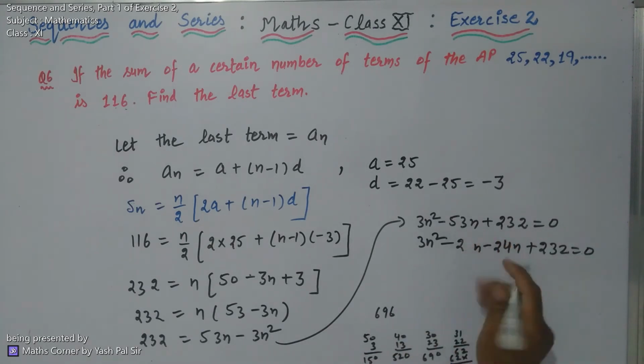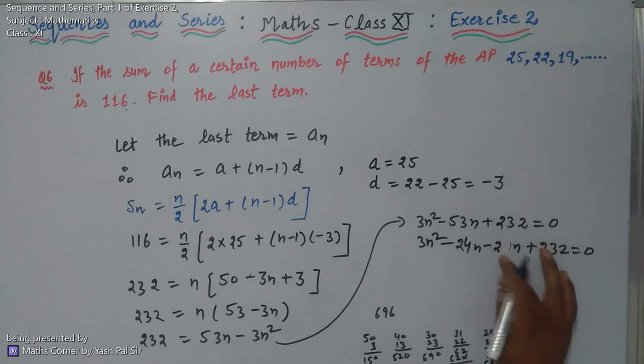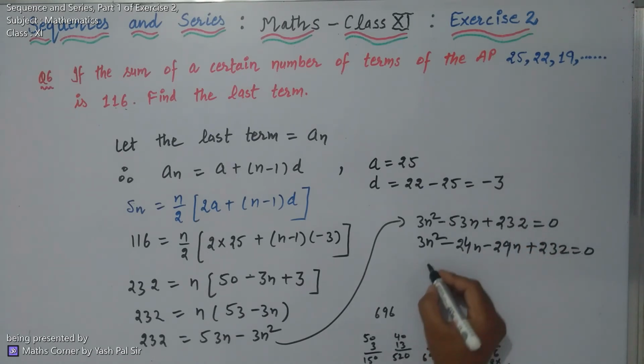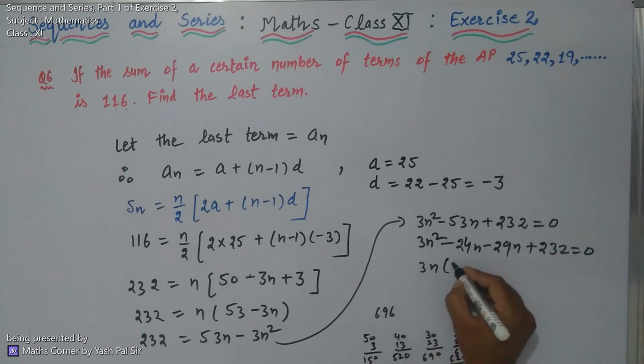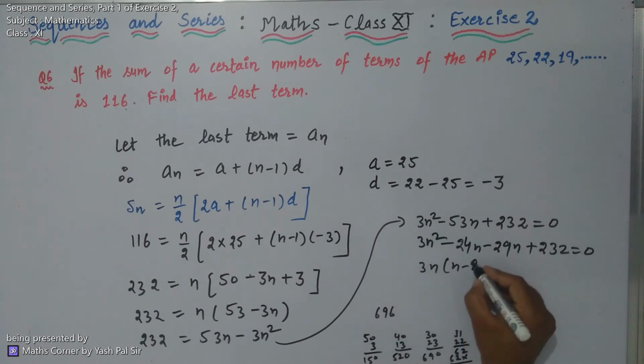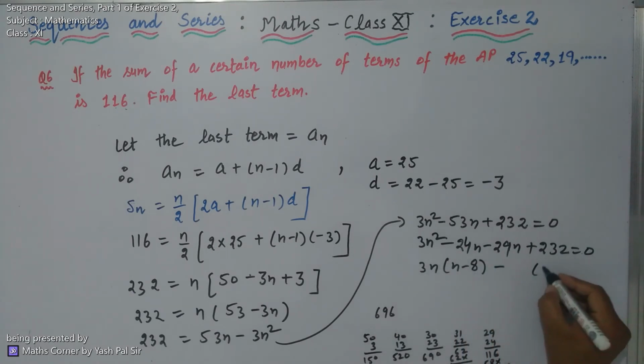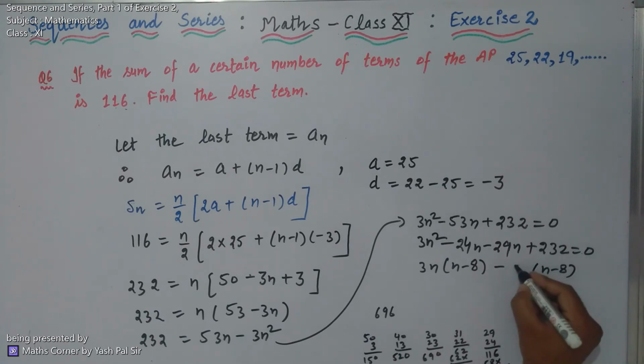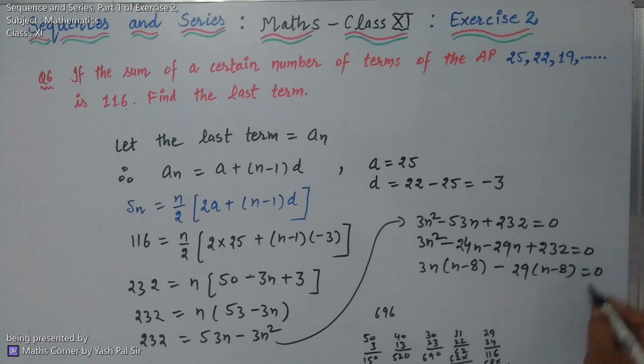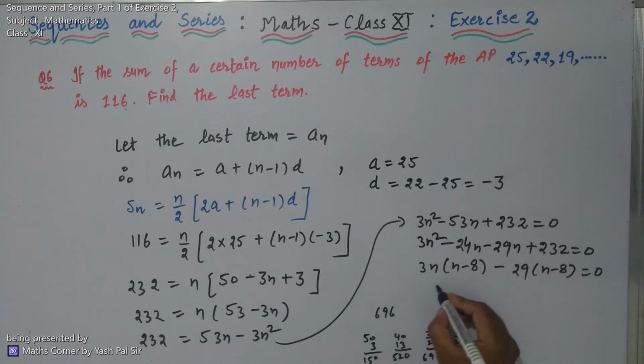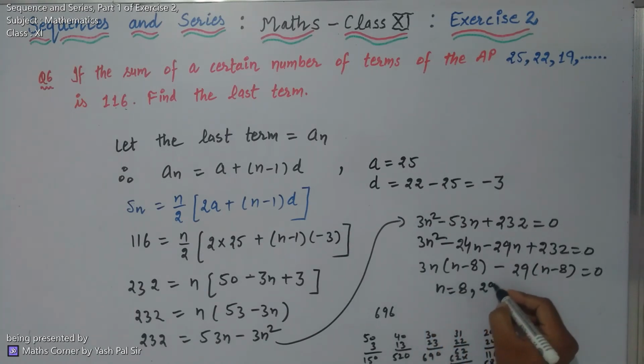Right? Taking 3n common, we get n minus 8 into 3n minus 29 is equal to 0. So we have n is equal to 8, 29 upon 3. 29 upon 3 does not belong to the natural numbers. So the value of n is 8.